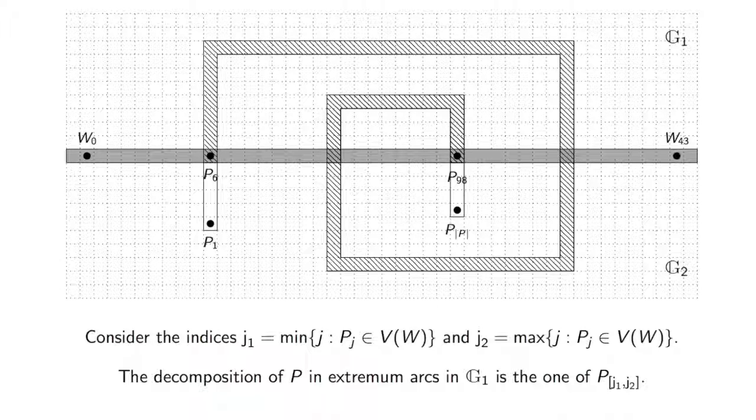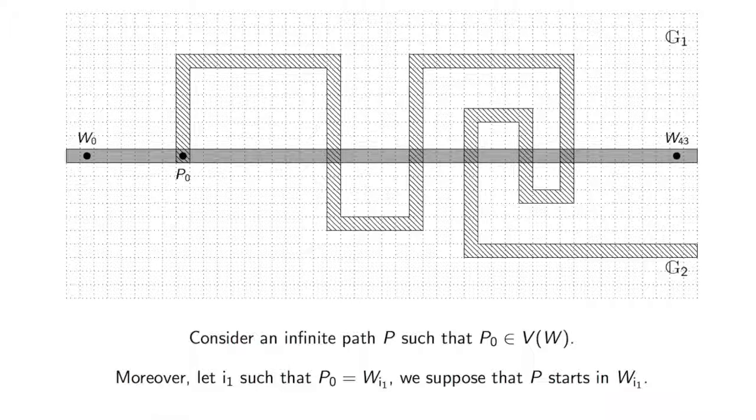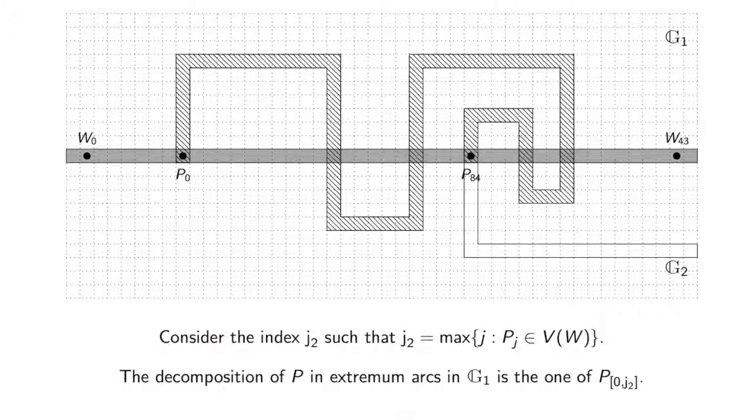Then we consider the first index such that P intersects with the window. We also consider the last index such that P intersects with the window. The decomposition of P in extremum arcs in G1 is the decomposition of the segment of P between these two indices. Later, we will need to compute the decomposition in extremum arcs in G1 of an infinite path, but we consider a specific setting. In this setting, the position P0 belongs to the window and P starts in this position.